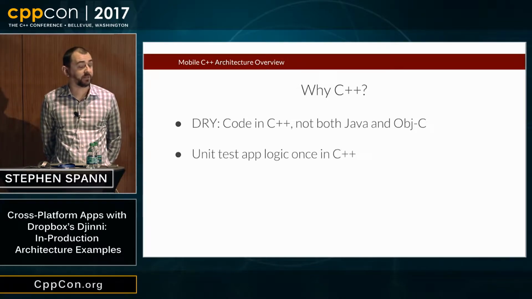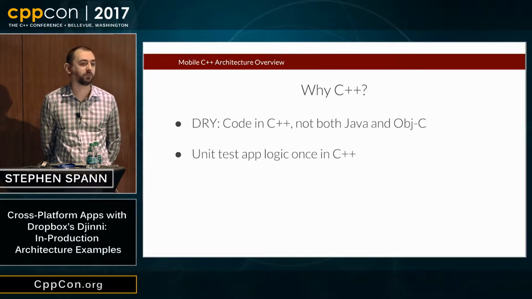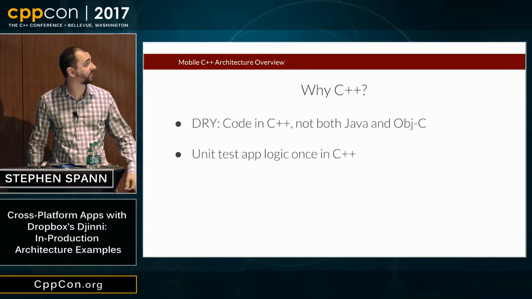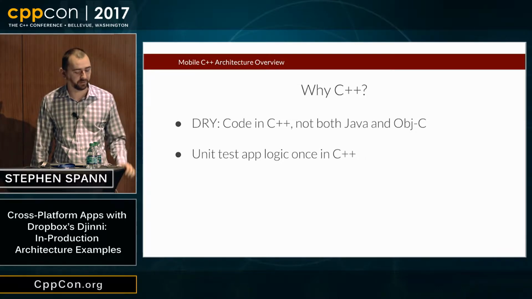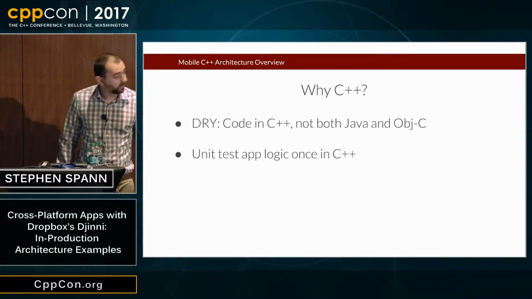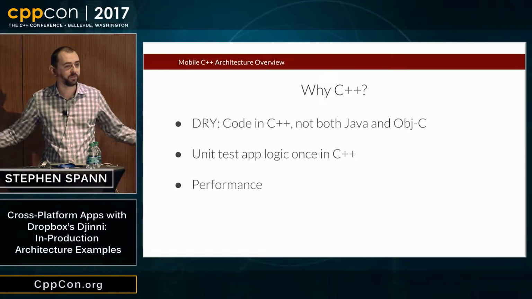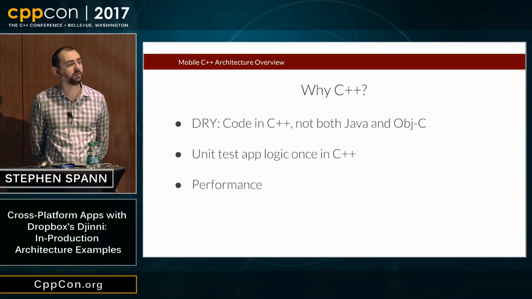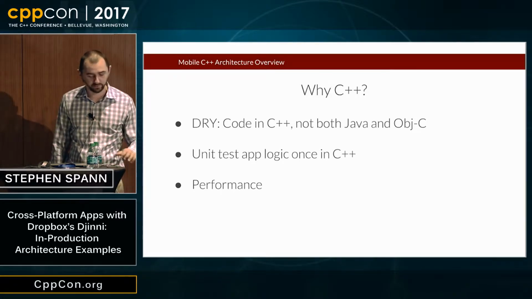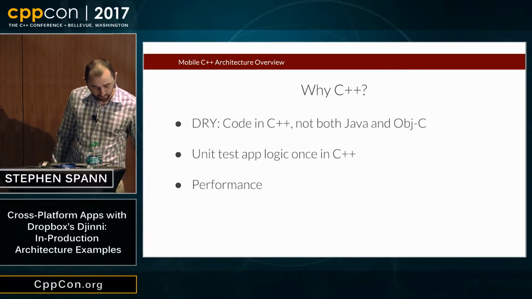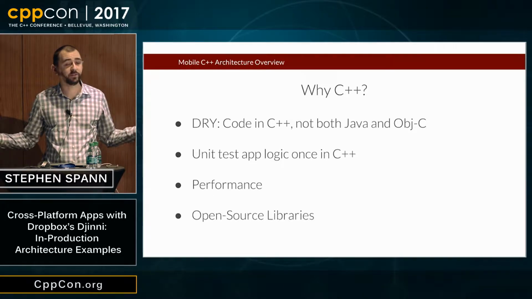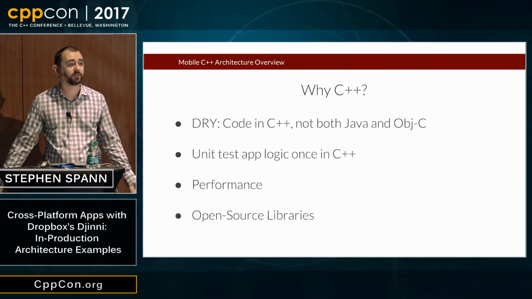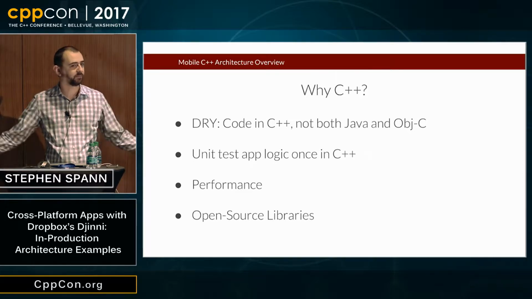Another reason, if you're into unit testing, you can unit test all your C++ code once before it goes to the different platforms. I've delved a little bit into that, and it's worked out pretty well. Performance, C++ is known for performance. So depending on what your app does, it may benefit from using some C++ libraries instead of the Objective-C or Java equivalents. And just the sheer amount of open source libraries available in C++ is somewhat of a motivation, for example, Boost.